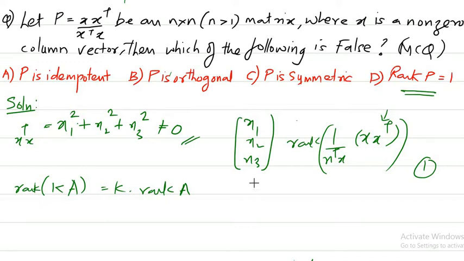And if you want P to be orthogonal, then determinant of P has to be plus or minus 1. But in this case determinant is 0, so we can say this is the correct option, since the question asks which of the following is false. Within a few minutes we can solve this, because once you understand this matrix clearly, then it is very easy to solve this question.